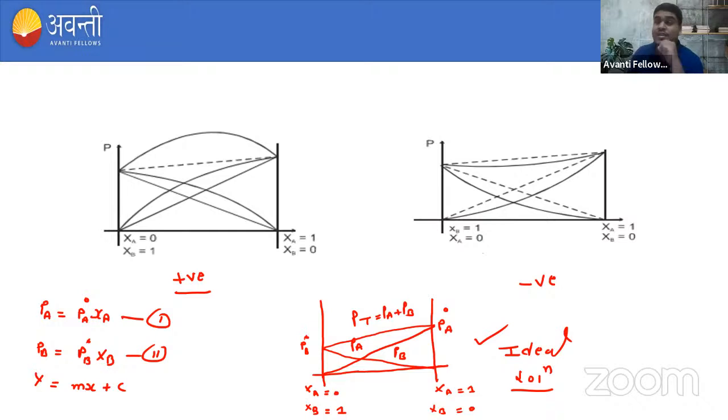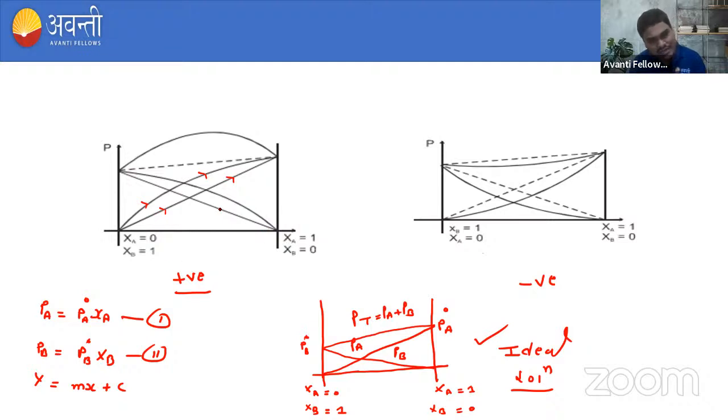Now, how will you draw the curve for the positive and negative, or non-ideal solution? So in positive deviation, what happened? Pressure increases. So this straight line represents XA. This one is for the ideal solution. Now in the positive deviation, pressure increases, so this curve becomes like this.